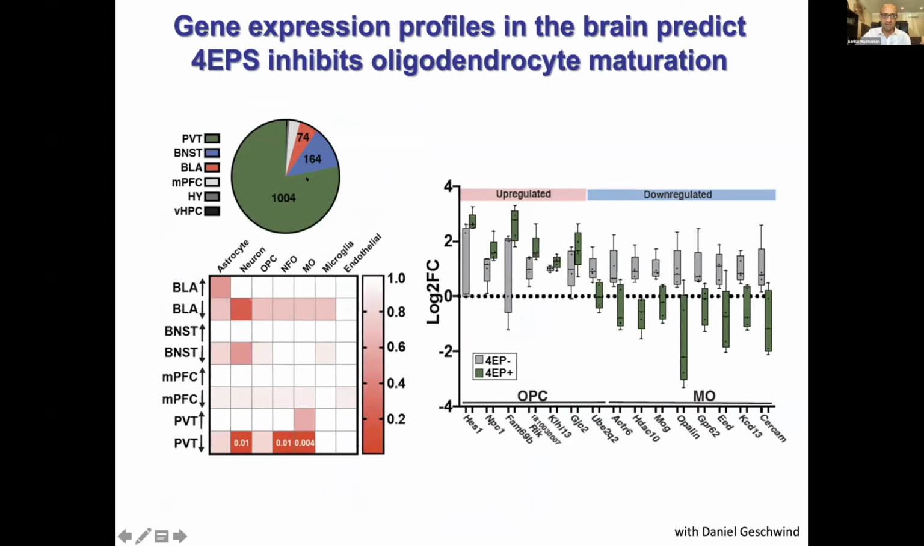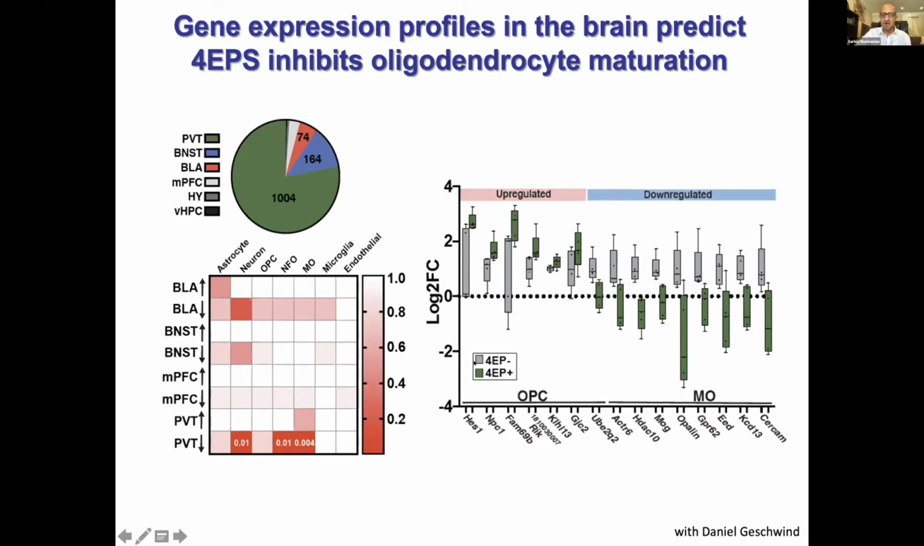And indeed, the largest number of gene changes, and this is an RNA-seq experiment of different brain regions in these animals, the largest number of genes that were dysregulated or altered are in the PVT, and you can see that here. Neurons are certainly affected, but what was really interesting and potentially striking is that there appeared to be an effect on oligodendrocytes, and I'll explain what oligodendrocytes are in a minute. But this initial gene expression profile suggested that there is an arrest or a decrease in the maturation of oligodendrocytes.